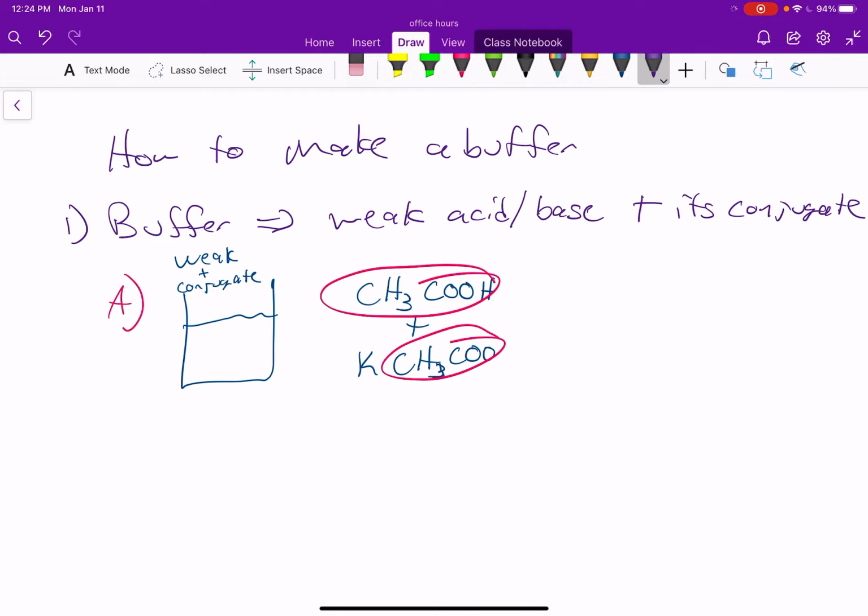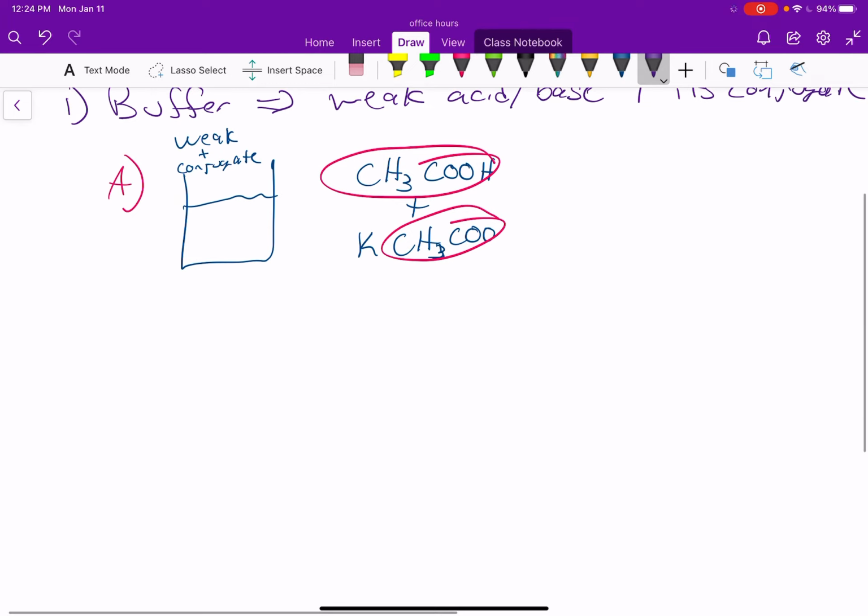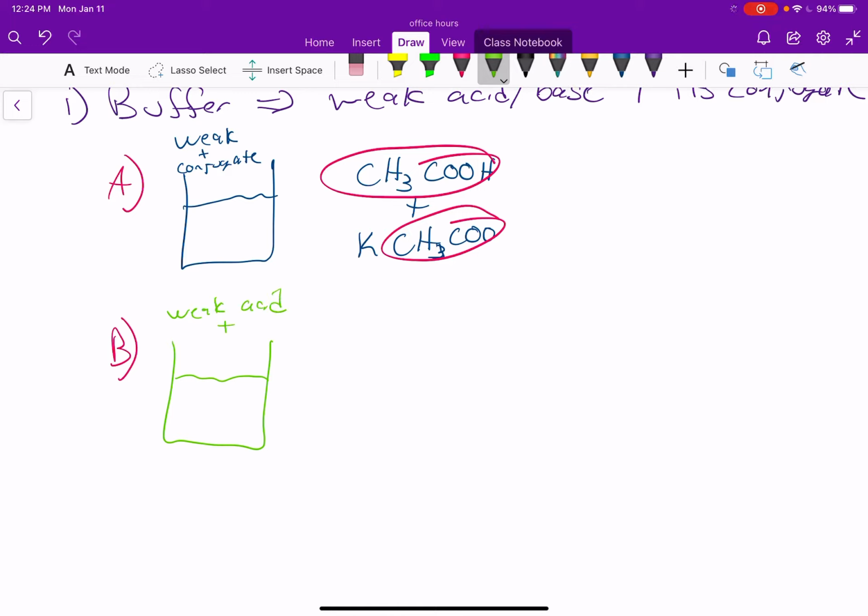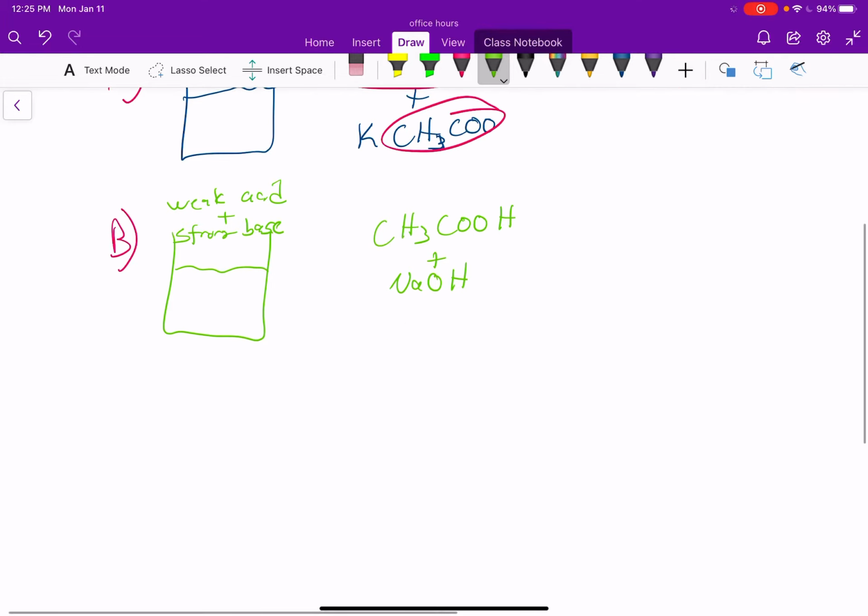The second option, option B, is to get ourselves another beaker. This time we're going to put in a weak acid, and we're going to put in some strong base. Now at first you think, wait, we need to have a weak acid and its conjugate, but let me show you what we do here. We're going to take acetic acid again, and we're going to add to this sodium hydroxide. We have to be careful about how much we put in.